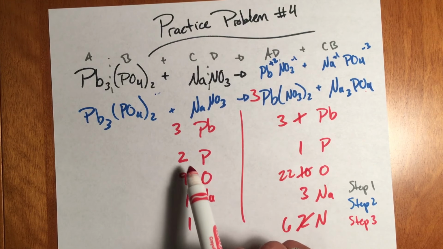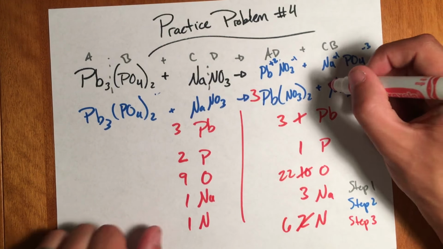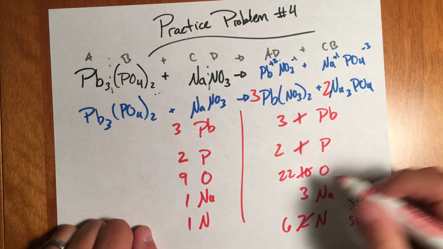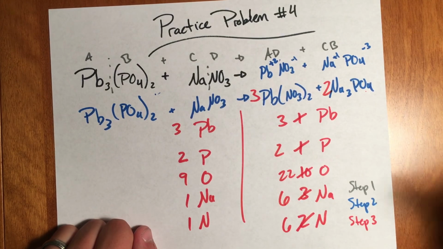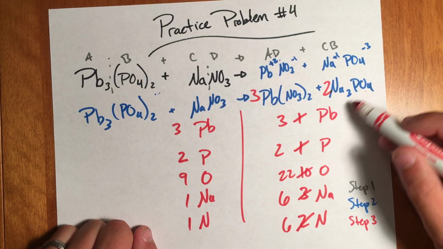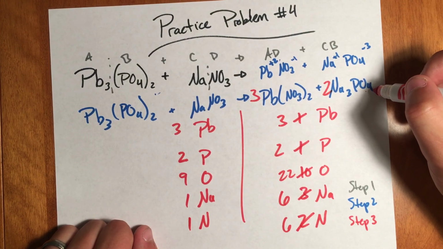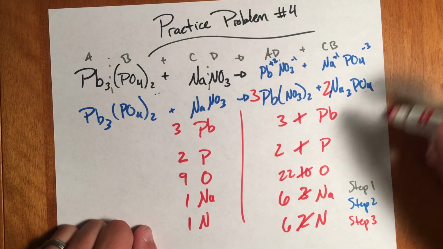So then phosphorus would be next, so we can put a 2 there. Changes that to a 2, changes this to a 6, and changes the oxygen yet again. We've got 18 here, plus 8, so that's 26.